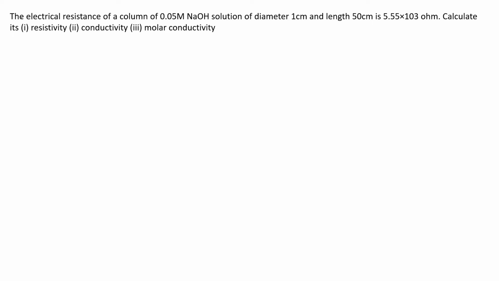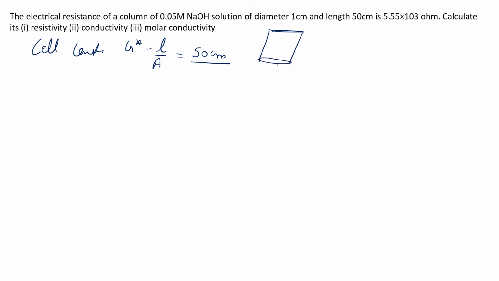As they have mentioned, cell constant or G star is equal to L over A. The length is 50 centimeter, and since they have mentioned a column, the diameter is 1 centimeter, so the radius will be 0.5 centimeter. So the area will be pi r square, that is 3.14 times 0.5 square.